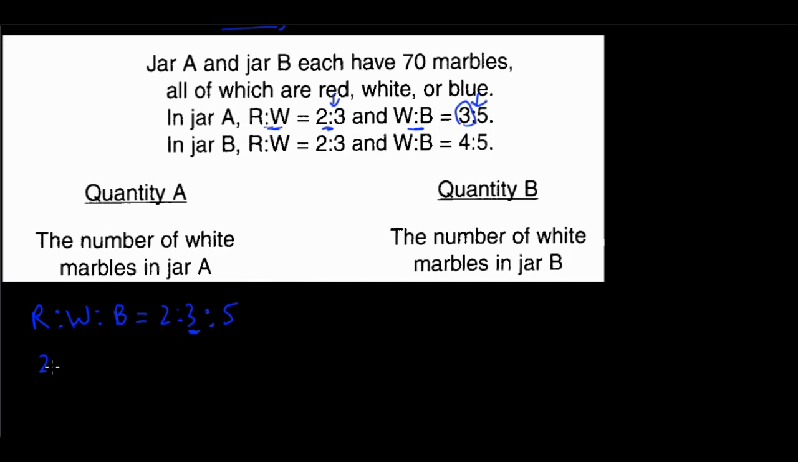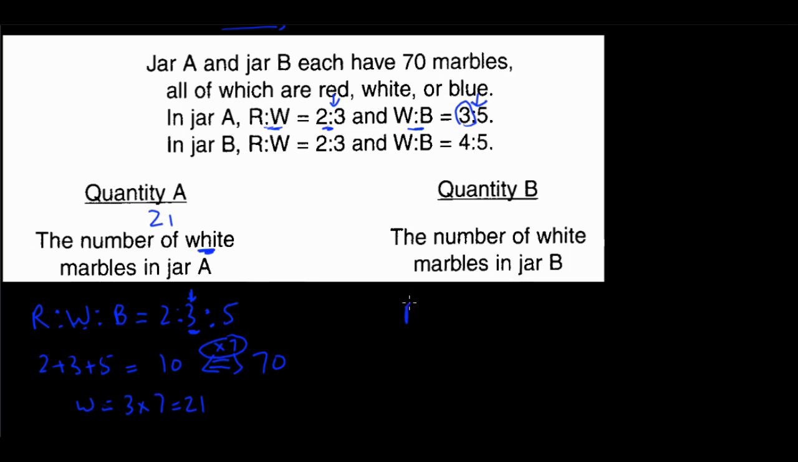Okay, so the process is the same. You take your ratio values and add them up. So this gets me 10. This 10 represents the total marbles in the jar, which is 70. So my multiplier is 7 in this case. Now I want to find white marbles in jar A. White marbles are represented by 3 in this ratio setup. So for white, I have to do 3 times 7, I get 21. Okay, so 21 in column A.